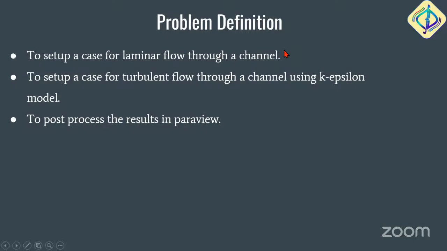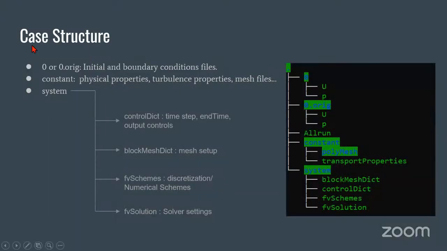The problem definition is to set up a case for laminar flow through a channel, and after that we will be looking at how to set up a case for turbulent flow through a channel using the k-epsilon model. We will also post-process some of the results in ParaView if time permits. This is the basic case structure of our case, which was also previously explained by my colleagues, so I won't be diving deep into this case structure or the folder structure.